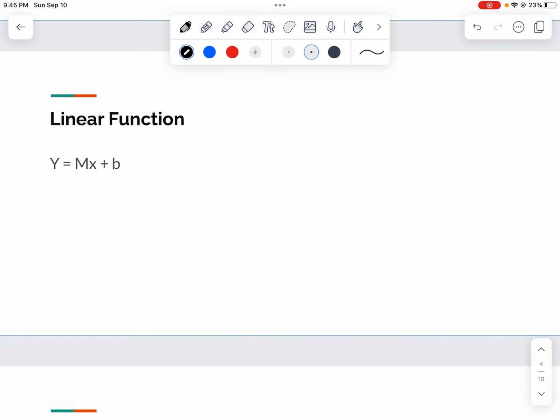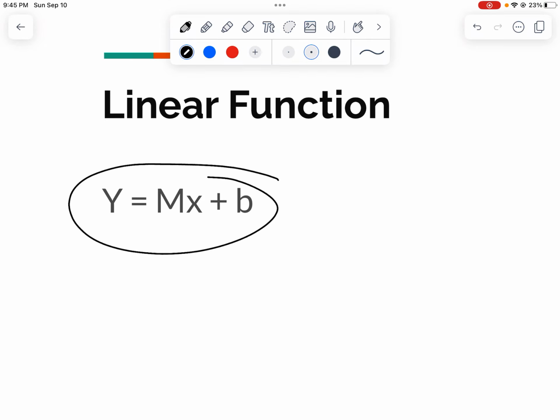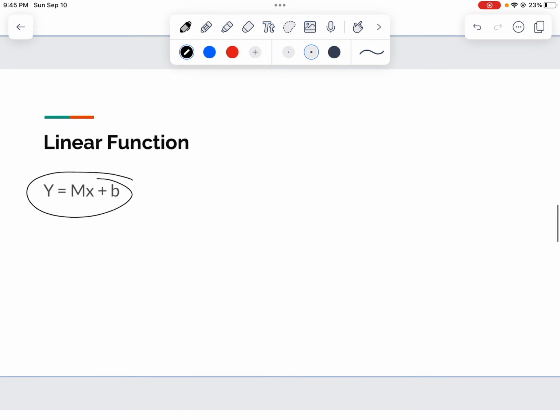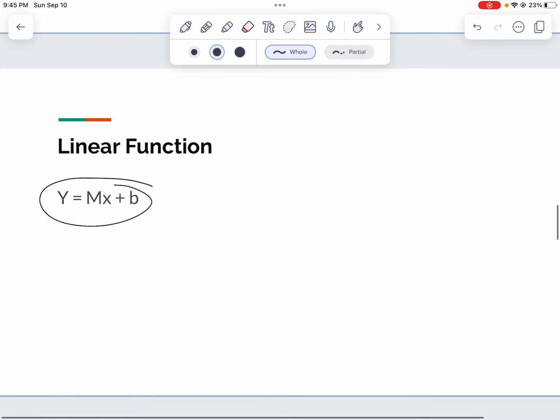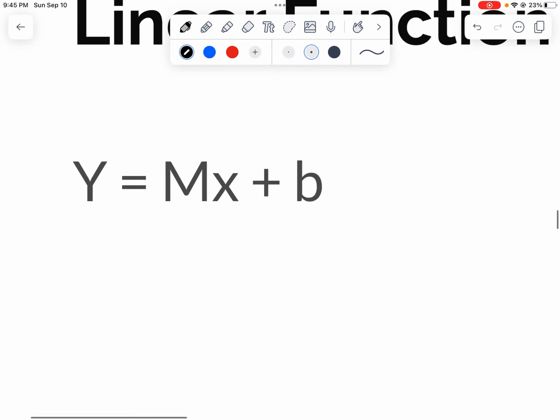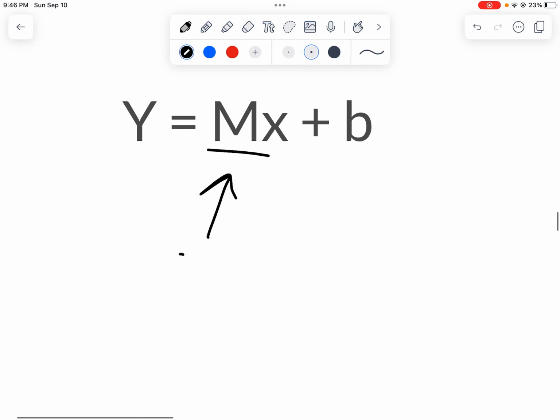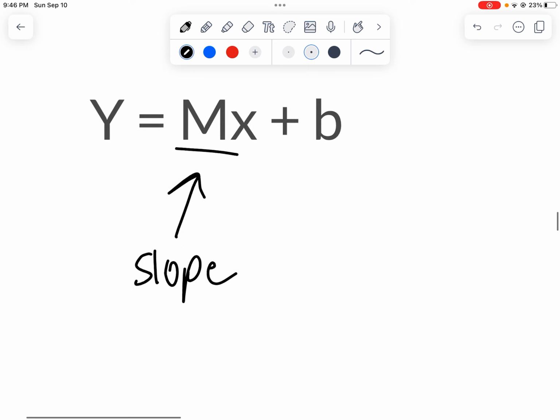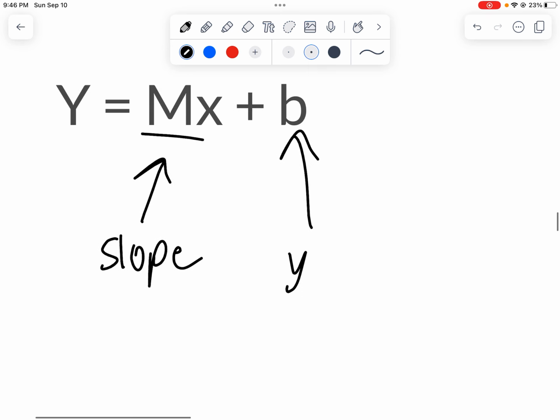All right, so what does a linear function look like? Well, a linear function is typically in the form y equals mx plus b. And not typically, it's always in the form y equals mx plus b, right? And what does this mean? Well, let me break it up into some different parts, okay? The m here represents the slope, and the b is the y-intercept.